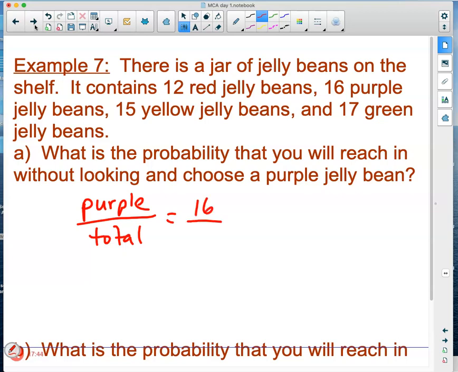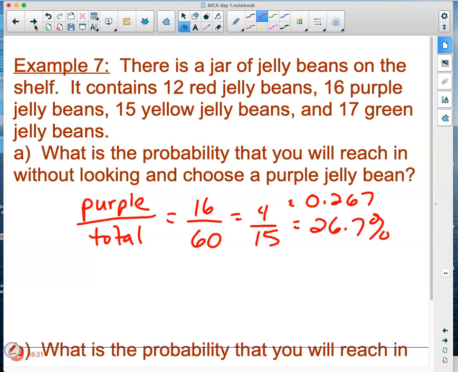And we could grab a calculator and we could add up 12 plus 16 plus 15 plus 17. I'm just going to tell you that comes out to 60. And we could reduce both of these by dividing by 4. So you might see the probability in fractions. You might see it as decimals. You also might see it, since it's probably a multiple choice problem, as a percentage. So 0.267 is what we would get as a decimal. And then we'd look down at the answers and, oh, look, they're all in percentages. So then we would move the decimal over 2 places and say 26.7%.